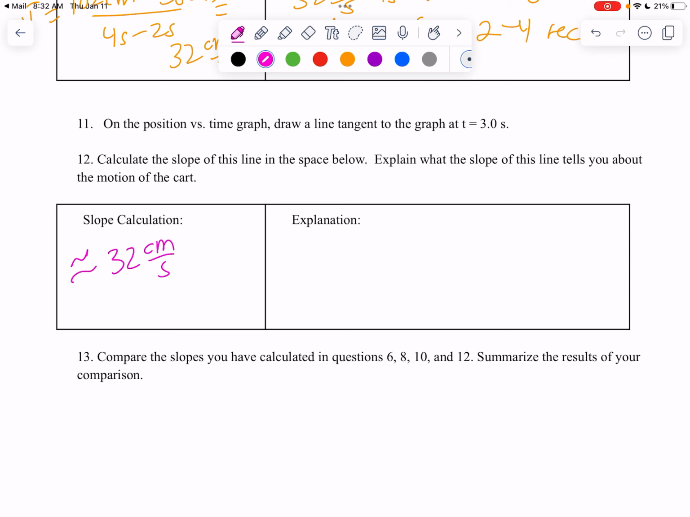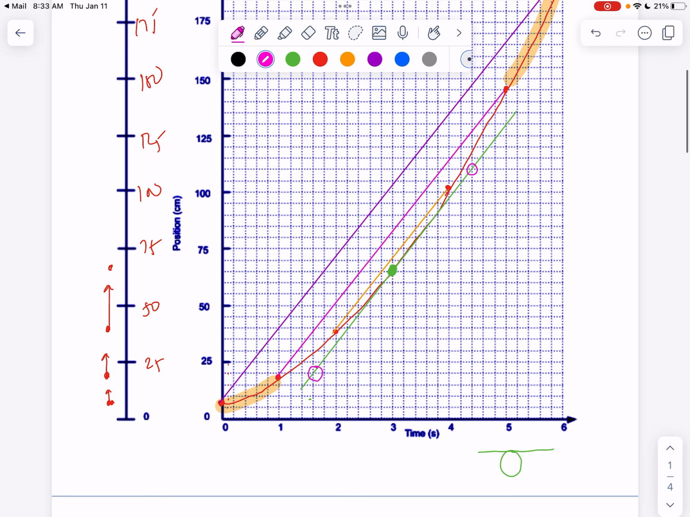So when I compare all of these points, this is kind of what you write in the summary. When I compare all of these points, what do you notice about all 4 of these lines? The purple, the pink, the orange, and the green, these lines are parallel. So these lines are parallel, which tells me that all of these are denoting the same velocity because all of the slopes are 32 centimeters per second.